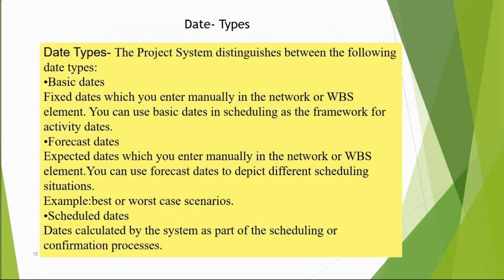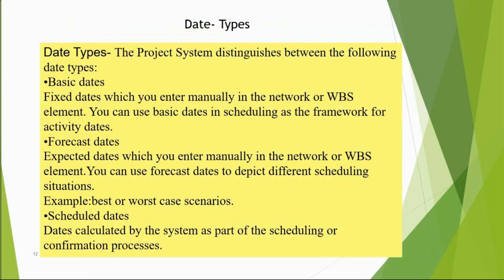Now the basic date types. One is the basic dates, that is, fixed dates which you enter manually in the network or WBS element. You can use basic dates in scheduling as a framework for activity dates. This is only a framework, as I told you now. Whenever I'm creating a project definition, the system will ask me what is the start date and what is the end date, or else give me the duration. Give me the start date or duration, give me the end date or duration, or give me start date and end date. Any combination. Okay.